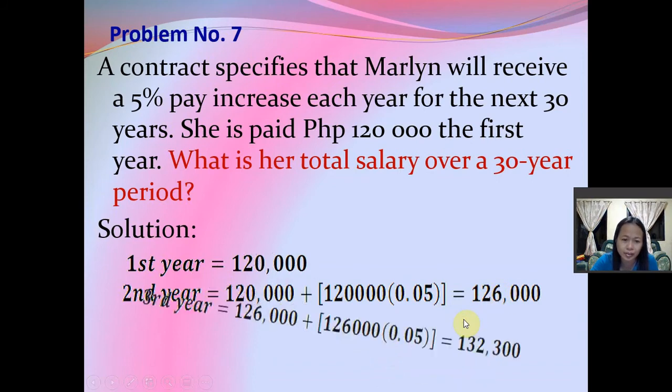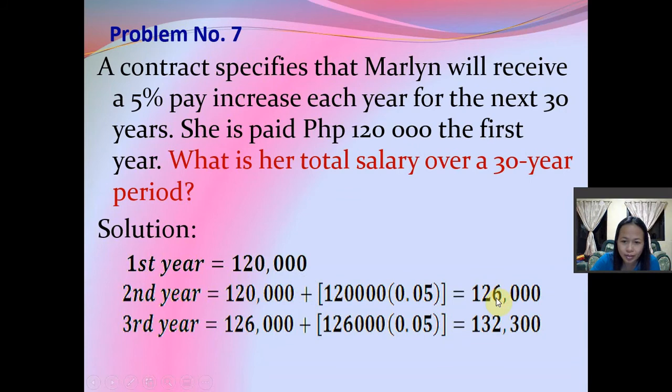And for the third year, we have this 126,000 plus the 5% of this, so 126,000 times 0.05. The value of this is added to 126,000. So we come up with 132,300. This will be her salary for the third year. So in other words, this is our first term, our second term, and our third term.